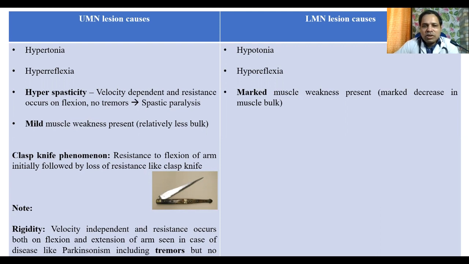In that case, it is also called lead pipe and cogwheel rigidity, because it is going to offer resistance at every instance. That's what is called cogwheel rigidity and lead pipe. That's not going to be seen in case of upper motor neuron lesion. In upper motor neuron lesion, it is clasp knife rigidity. I hope you have seen this knife where you open it, there is initial resistance, then slowly it opens. That's what you're going to see in upper motor neuron lesion.